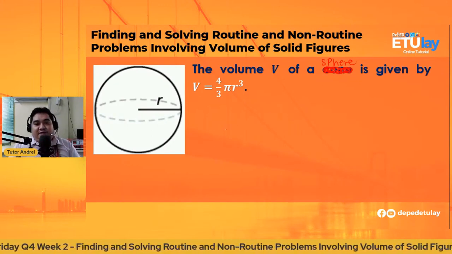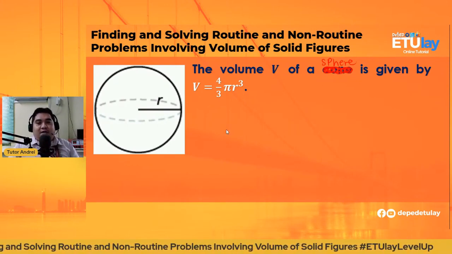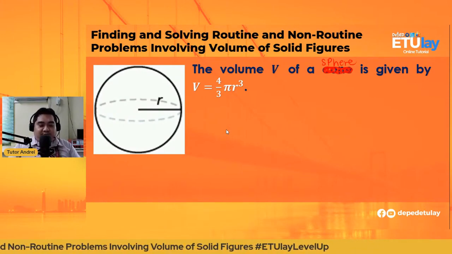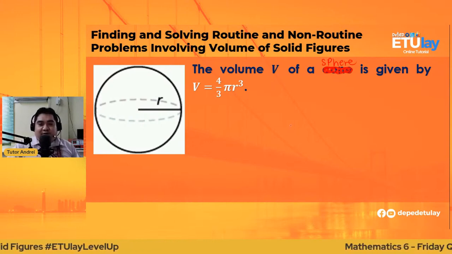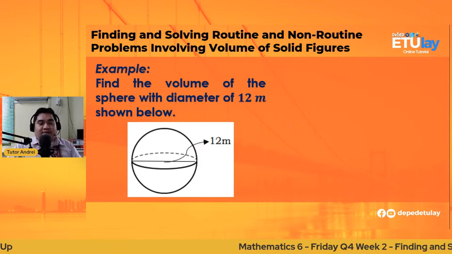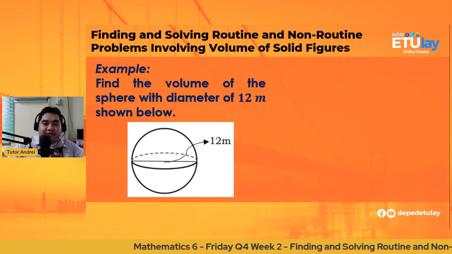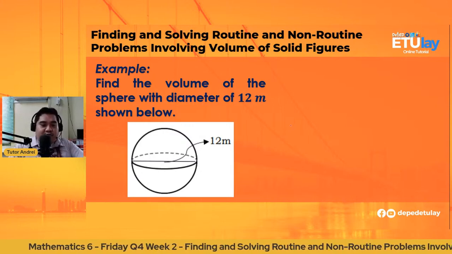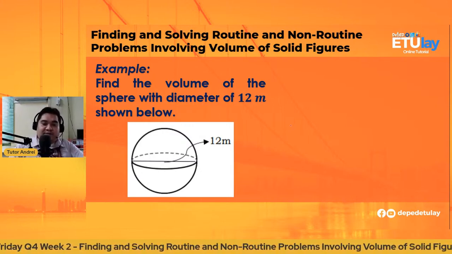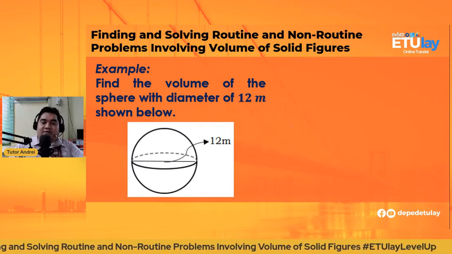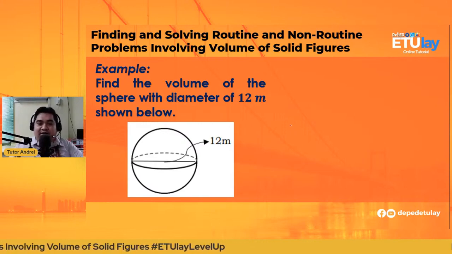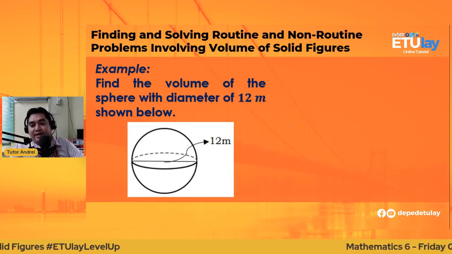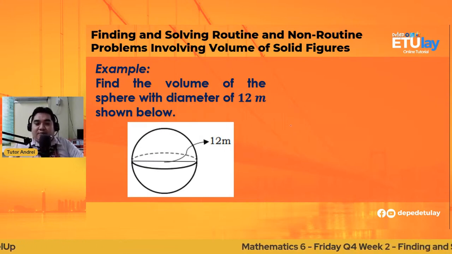Okay. So the volume of a sphere is denoted by 4/3 pi r cubed. Ayan. So 4/3 pi r cubed. Again, the given is just the radius of the sphere. Okay, so again, let's have an example. Find the volume of the sphere with a diameter of 12 meters shown below. Ayan. So how do you find the volume of the sphere? So again, take note. Since the formula is 4/3 pi r cubed, dapat ang given natin ay yung radius ng sphere. And again, take note that the given problem gives the diameter of the sphere.